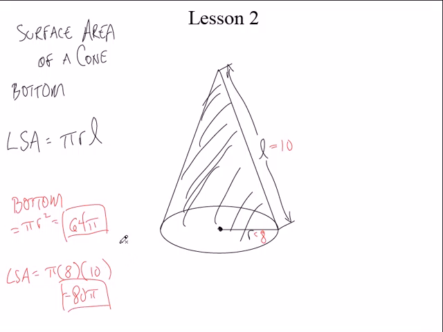Now, what do we do with the bottom and the lateral surface area? Just add them up, okay? So if you add them up, what do you get? It's 144 pi. And there you go. That's it. If you want to chuck that into a calculator, you can.